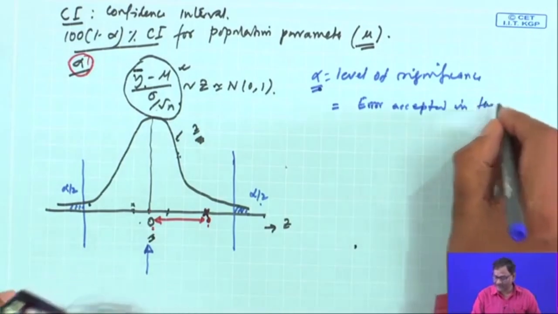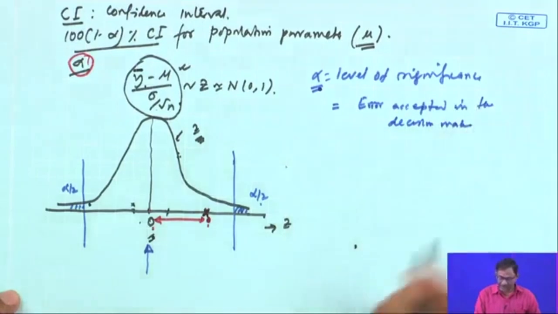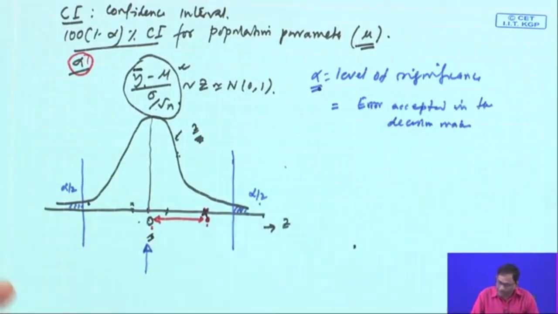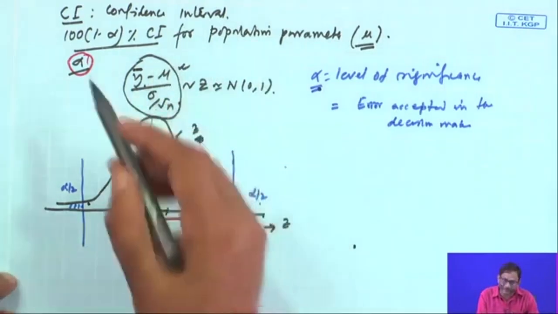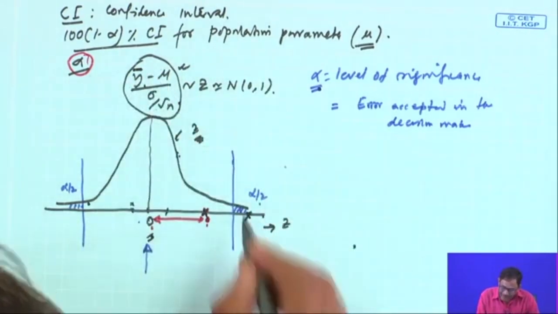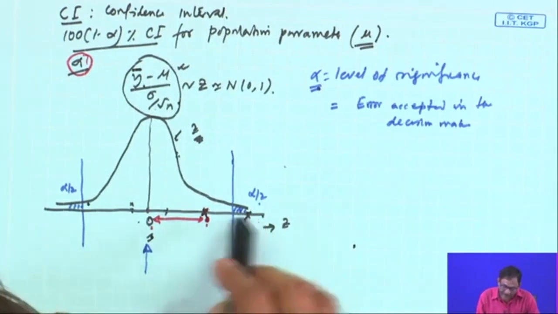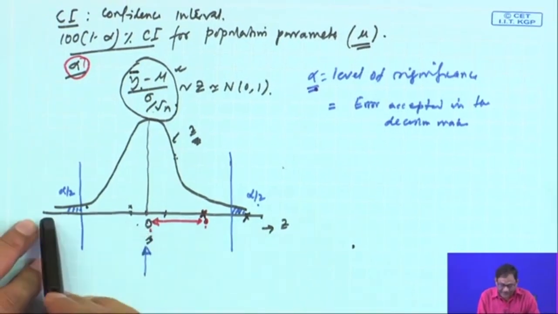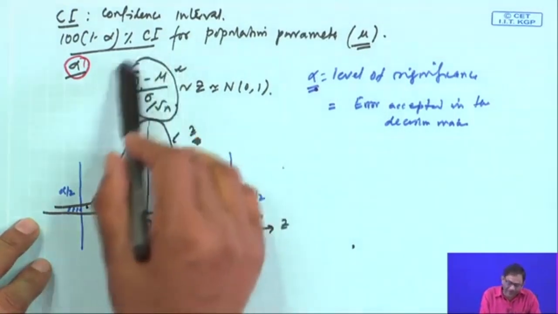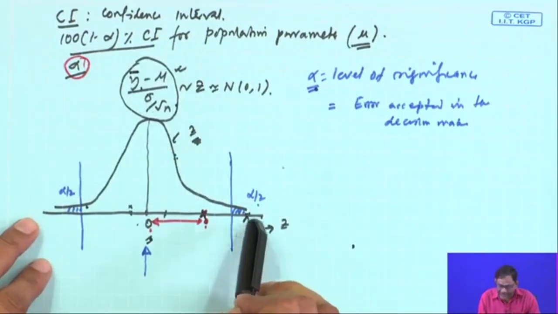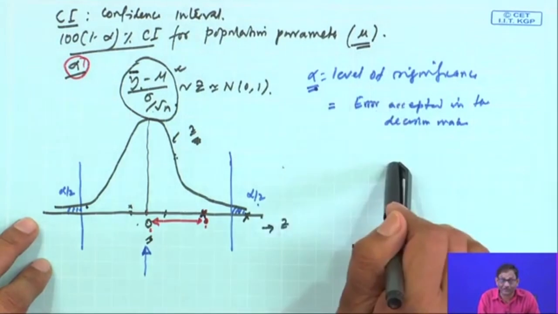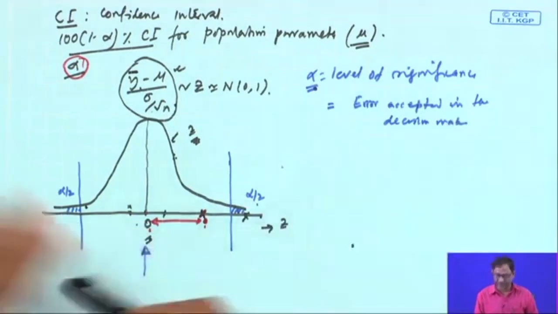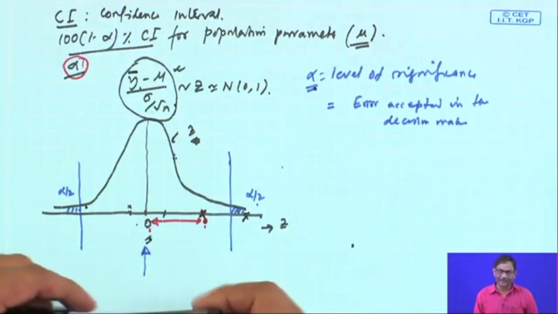So, it is the error accepted in the decision making. What does it mean? Suppose you take another sample and the sample average is such that this quantity falls here. So, you are saying that this value is far away from this, so it is not representative of 0, and you will not accept it. But please keep in mind that this axis is the z axis where any value is true. So, by not accepting this, you may commit an error, and that error is alpha. Either this side or the other left side, that is the alpha. So, level of significance is nothing but the error accepted in decision making.